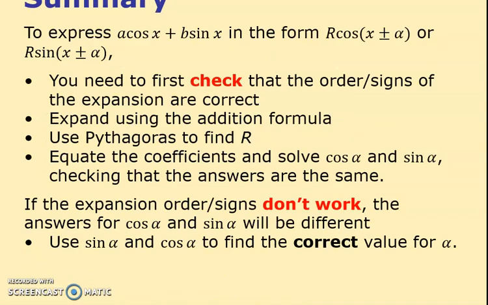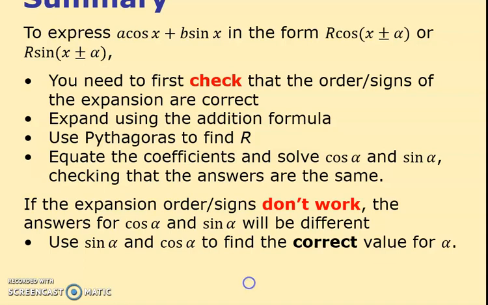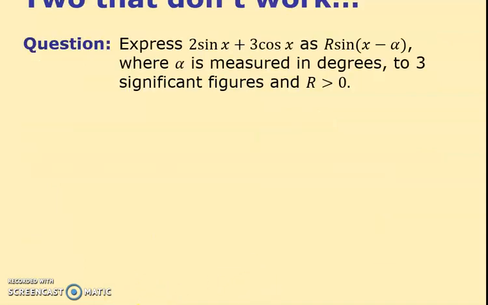So in summary then, we have these set processes that we go through. We first of all check, and this is something I haven't shown you yet, that the ordinary signs of the expansions are correct. I'll show you that in a bit. We expand the addition formulae that we've done. We equate coefficients, we find alphas using cos and sine. And if the answers are the same, we're sorted. If the answers aren't the same, we've got a bit of a problem.